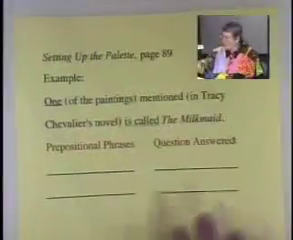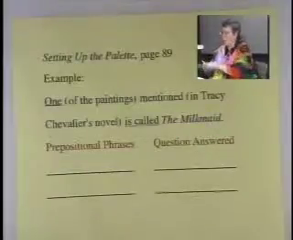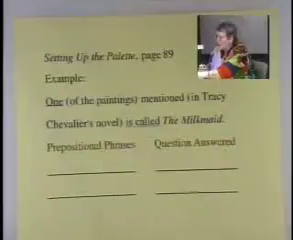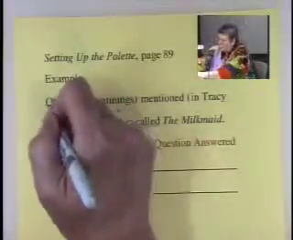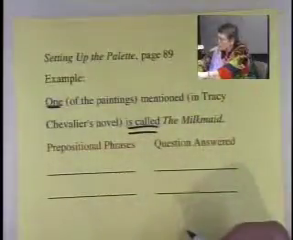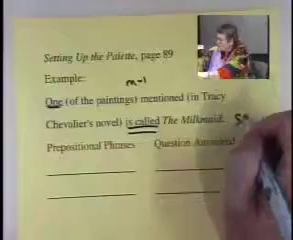If we looked at this particular example that's in the book as a sample, you would proceed with it this way. One of the paintings mentioned in Tracy Chevalier's novel is called The Milkmaid. So you would have thrown a line under one, and you would have put 2 lines under is called. Play with the sentence structure first, and you would have said this is a main clause. You would have said this is a simple sentence.